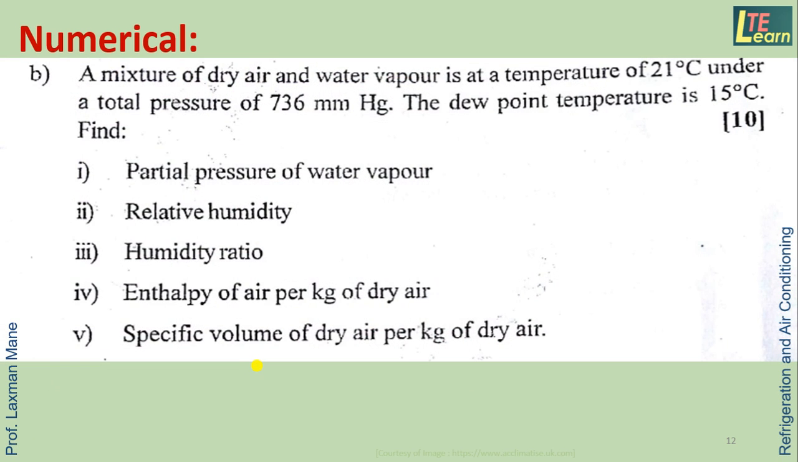Next kind of numerical. Here in this numerical, a mixture of dry air and water vapor is at temperature of 21 degrees Celsius under a total pressure of 736 mm of Hg. The dew point temperature is 15 degrees Celsius. Find partial pressure of water vapor, means PV, relative humidity, that is phi, humidity ratio, means specific humidity, means W, enthalpy of moist air per kg of dry air, means H, and specific volume per kg of dry air, means V in meter cube per kg.